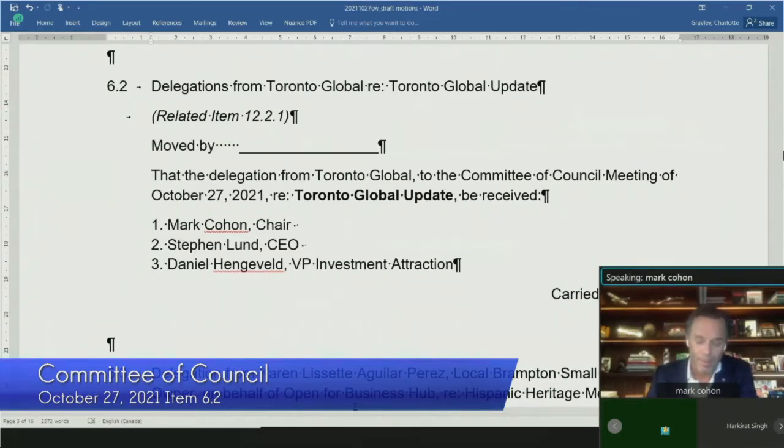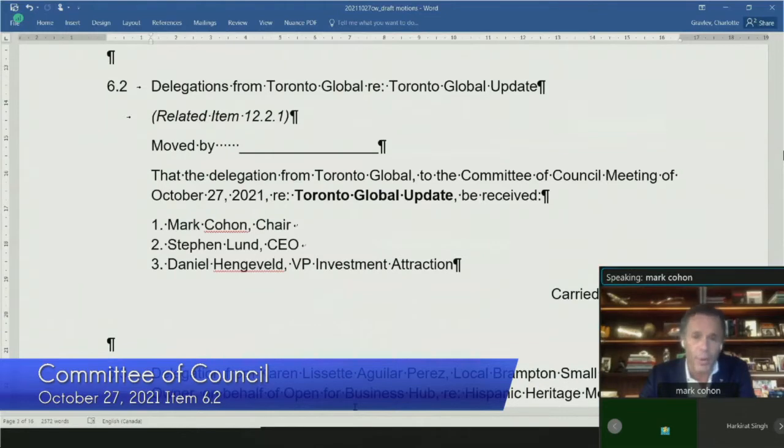So to wrap up my piece before I turn it over to Stephen, I just want to say thank you for your continued support and the belief that our collective efforts to talk about the ecosystem of this entire region really does float everyone's boat.